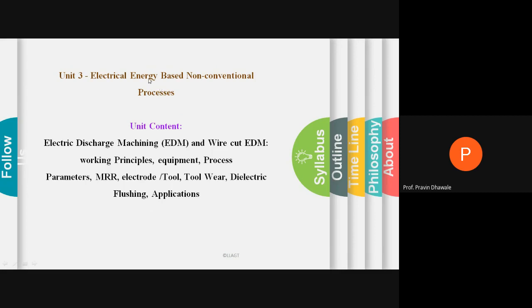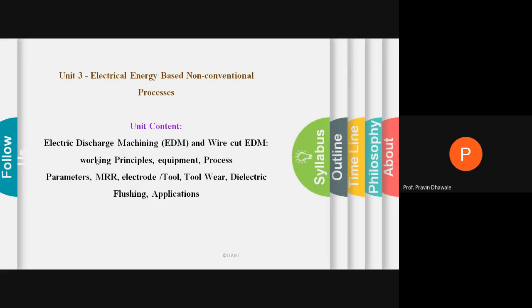The third chapter is the electrical energy based non-conventional process, where you have to study electric discharge machining and wire cut electric discharge machining. These are the two types of electrical energy based non-conventional processes. In this chapter, you have to study only these two techniques, where you study the working principle, which equipment is required, which are the process parameters, and how these process parameters affect the material removal rate.